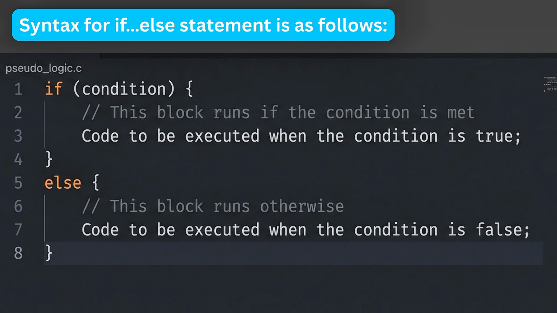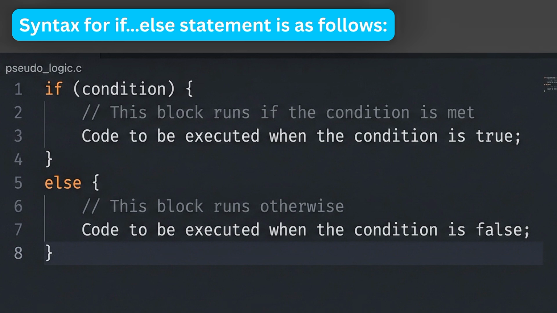But what happens if the condition is not true? That's where the else block comes in. The else block is optional, but incredibly useful. It runs only when the condition in the if statement is false. Just like the if block, the else block also uses curly braces to contain the code that should run in that situation. So, to summarize the flow, if the condition is true, the code inside the if block runs. If the condition is false, the code inside the else block runs instead.